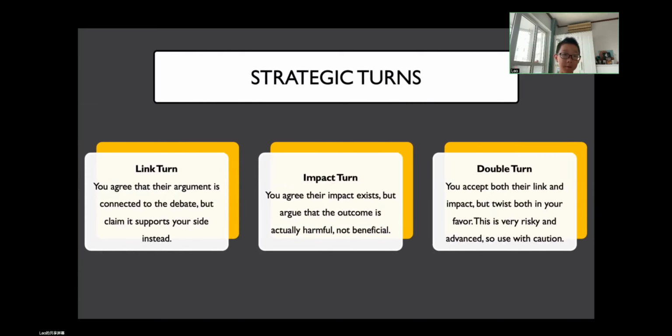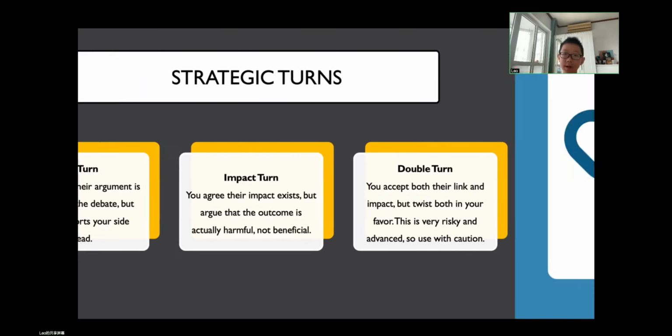Now we're going to talk about strategic turns. Strategic turns are basically small turns that you can include in your rebuttal to make it stronger. There are 3 types of turns. There's link turn, there's impact turn, and there's double turn. Now we'll look at link turn first.